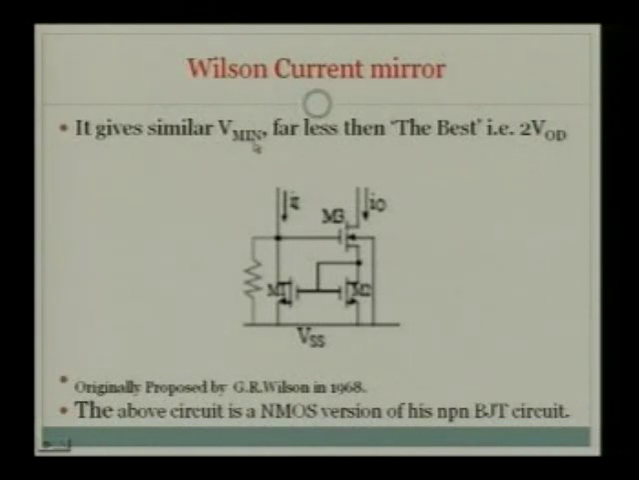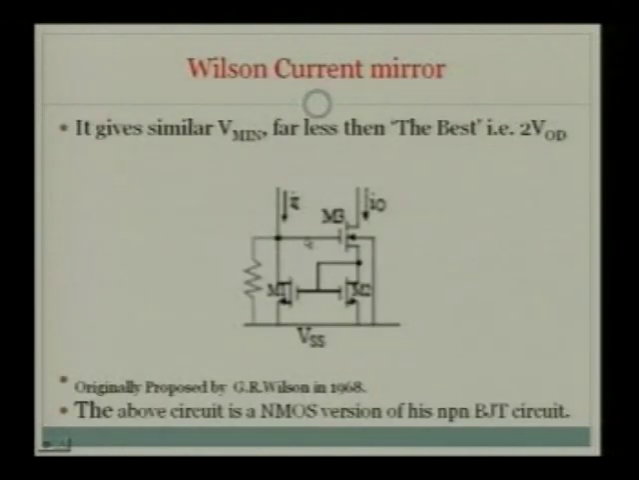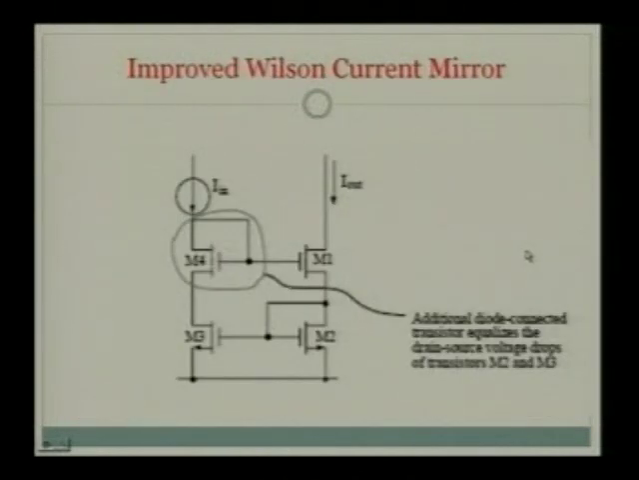So we have Vmin. The Vmin for this and that are similar, but far less than the best, which is 2 VOD. That is the best we can have. This is the improved or modified Wilson current mirror. I have already drawn that. It uses an additional diode-connected transistor that equalizes these two VDSs. The numbering of the transistors may be different from what we have used.